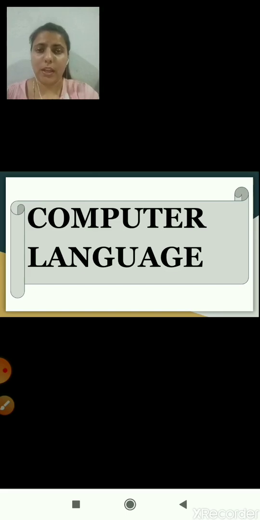Children, when we are talking with our friends and family members, we need a medium to communicate. That is our language. Same as that children, when we are interacting with the computer, we need a language, and that language is known as computer language. In this topic, we are going to learn about different computer languages.